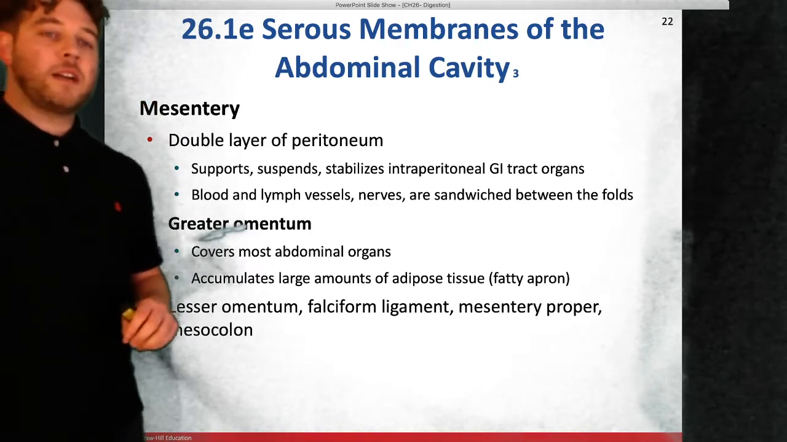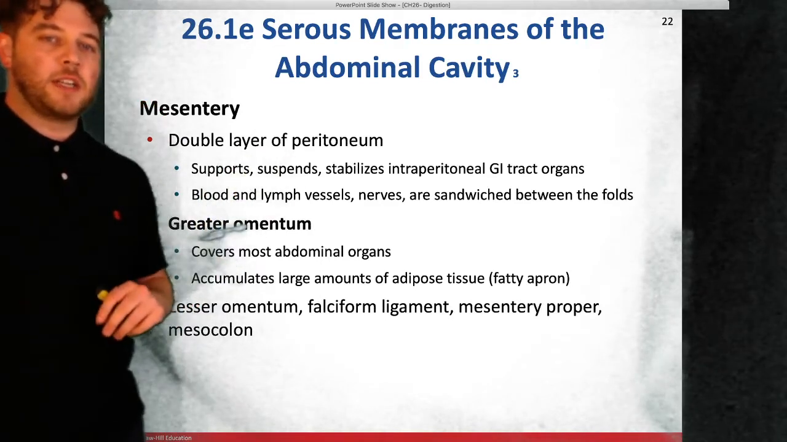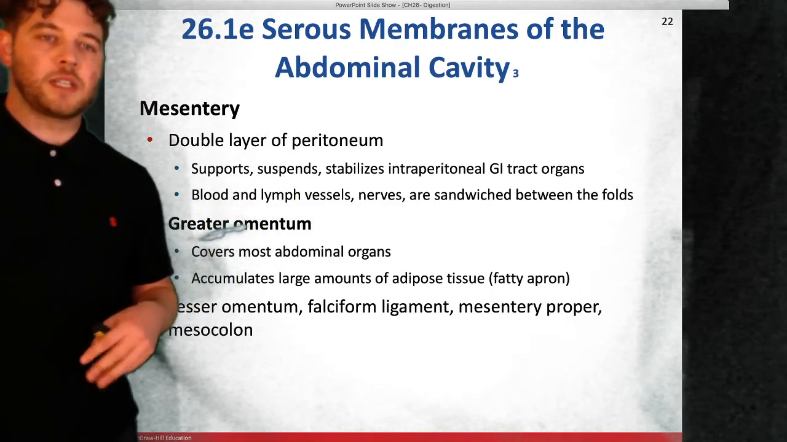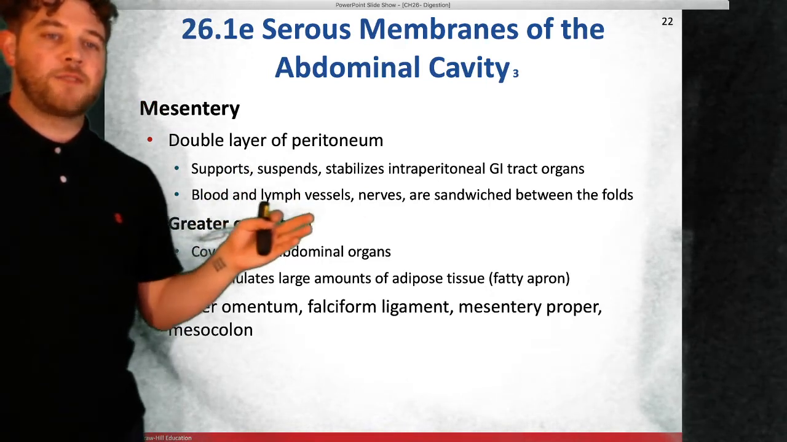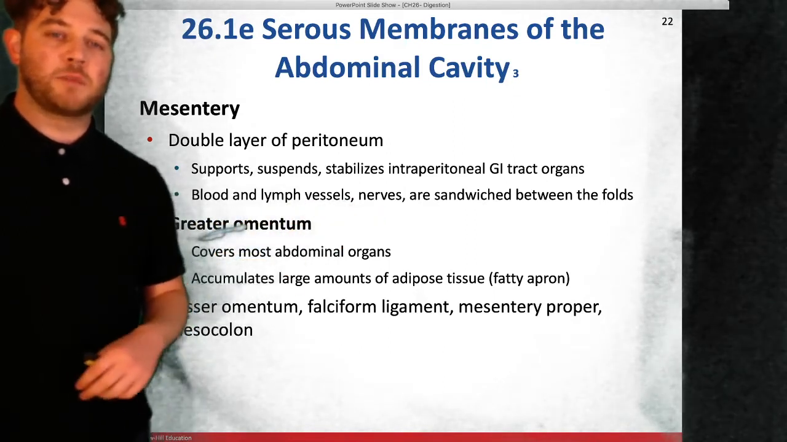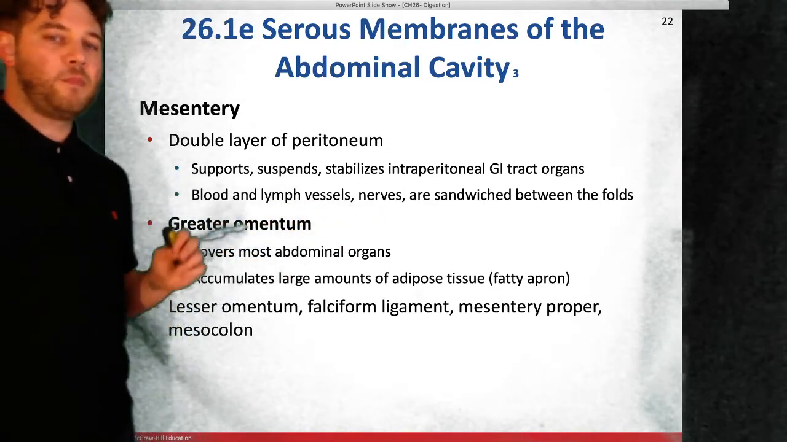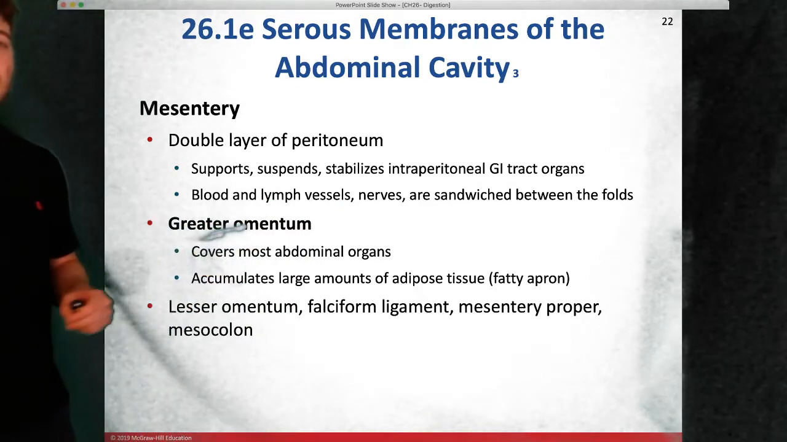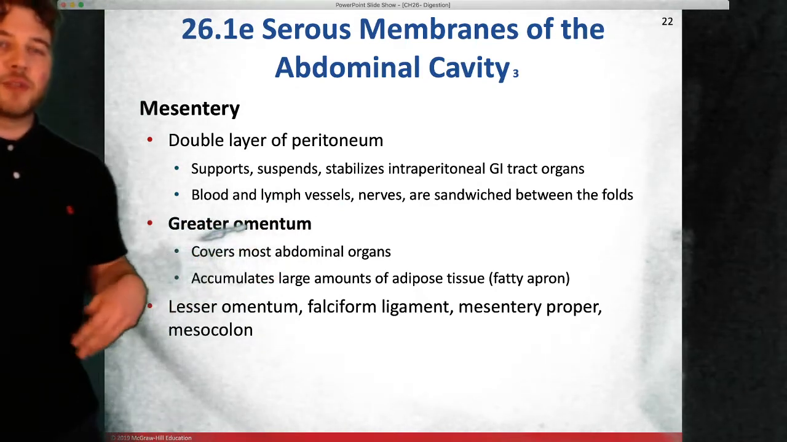You also have a mesentery, which is a double layer of the peritoneum, supporting, suspending, and stabilizing intraperitoneal GI tract organs. It has blood and lymph vessels, nerves, all sandwiched between the folds. One of those layers is called the greater omentum, covering most of the abdominal organs. It accumulates large amounts of adipose tissue, so it's called the fatty apron.